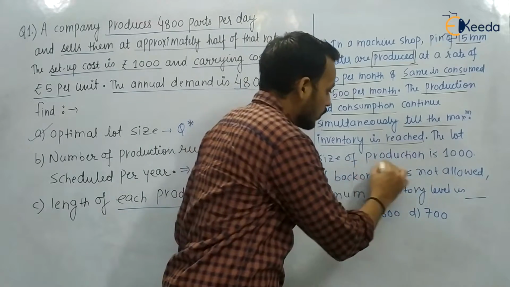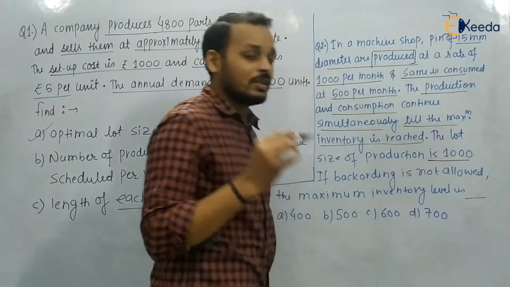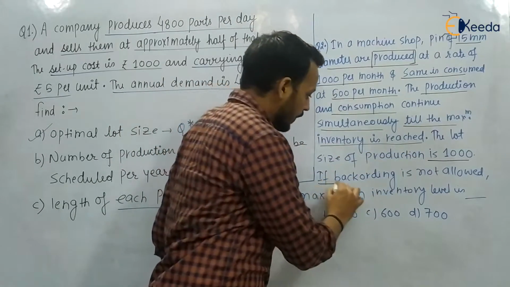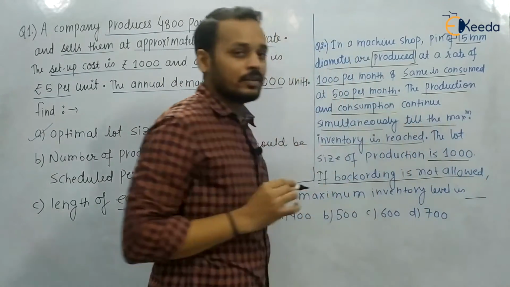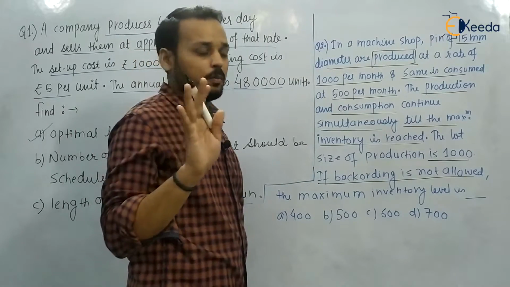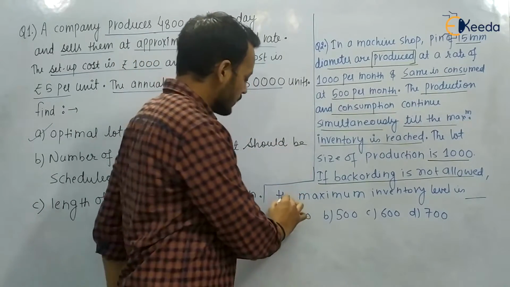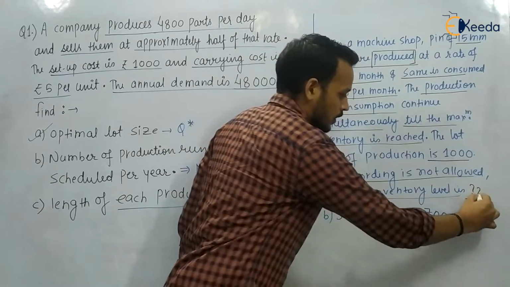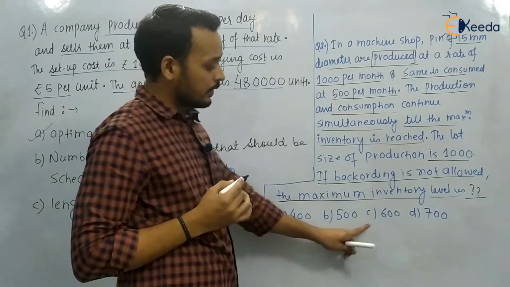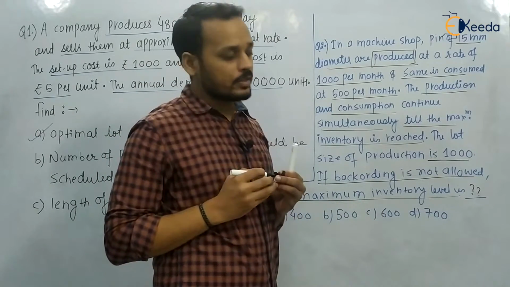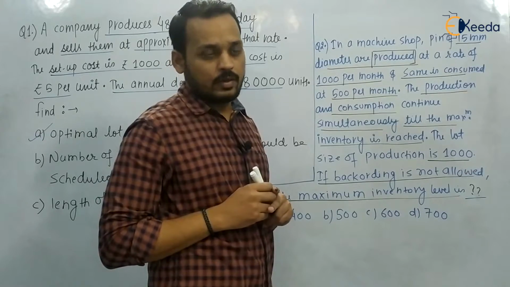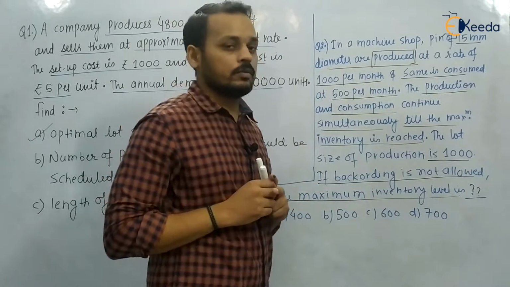Now the lot size of production is 1000, so they have given Q. Q is 1000. If back ordering is not allowed, meaning shortage is not allowed, then they are asking the maximum inventory level. Four options are given: 400, 500, 600 and 700. This is a very easy question, and we will directly apply the formula of Q max. So we will solve the questions one by one.